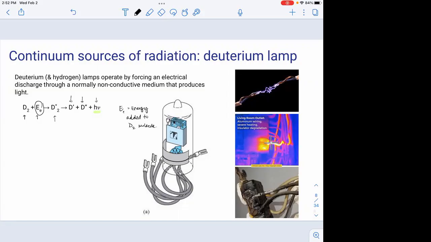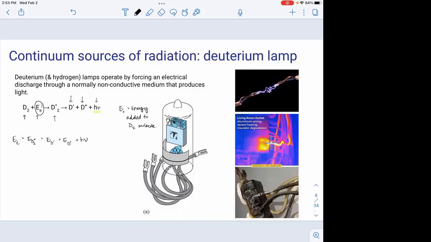All right, so let's give this a little bit more specific of an energy equation. So E sub E, right, that's the energy added to that deuterium molecule, is equal to the energy of that excited deuterium molecule, which is equal to the energy of the first deuterium atom plus the energy of the second deuterium atom after that molecule has split, plus any energy that's released as a photon.